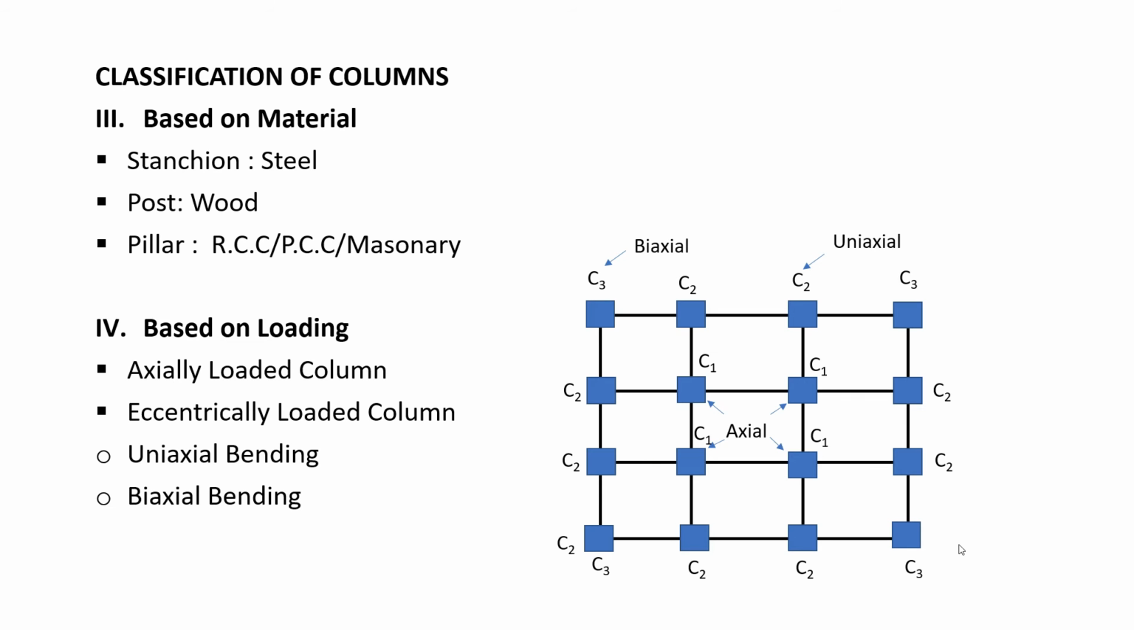For example, in this floor plan, all the columns C1 are axially loaded columns, all the columns C2 which are present at the edge are uniaxially loaded columns, and all the corner columns are biaxially loaded columns. Generally axially loaded columns are rare in practical cases, and as per IS 456, even if the columns are axially loaded, we will design those columns for minimum eccentricity. So generally we will only see uniaxially loaded columns and biaxially loaded columns.